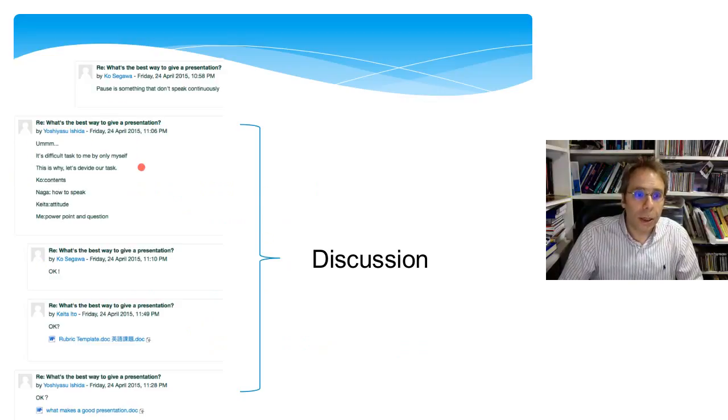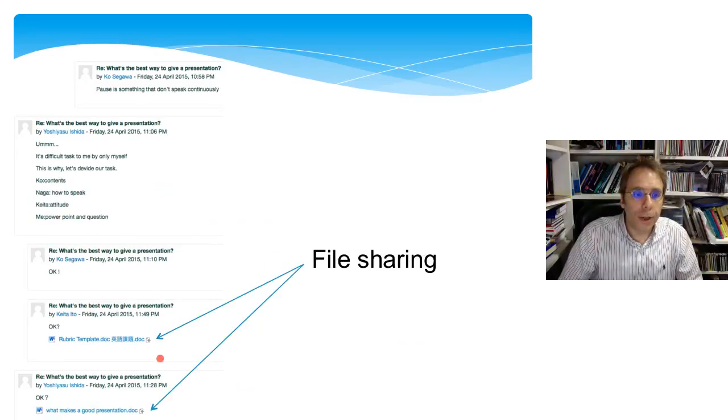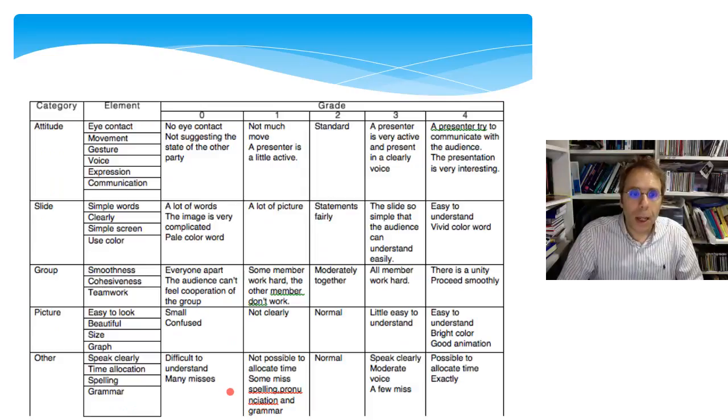Again, they talk about what kinds of things are important in giving a presentation, and they start sharing the rubric. So there's a discussion, and there's file sharing. Once they've finished, this is what a rubric will look like. I give them nothing on this whatsoever, but they fill in the categories: the slide, group, picture, other, and each element for each category. Then they decide why that person should get a 0, or a 1, or a 4.